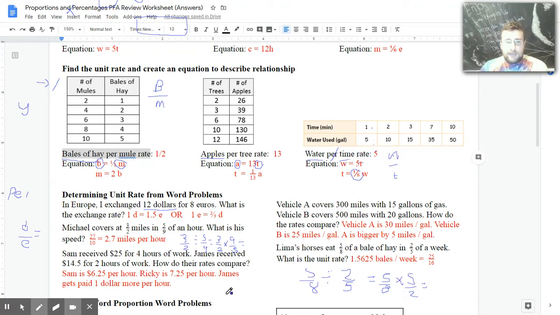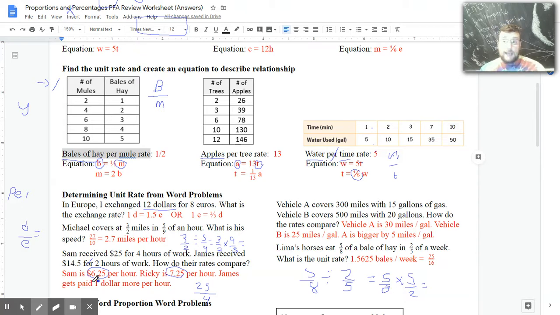So if you did that, you would do $25 per 4 hours, and you would get $6.25 per hour for Sam. And if you repeat the same process for James, 14.5 per 2 hours, you would get 7.25 per hour for James, which means James gets paid $1 more per hour. You're looking for the answer choice that says something like that, or says James is paid more, something like that.